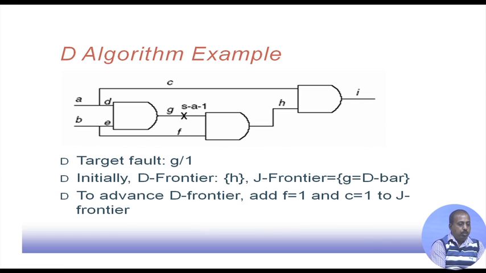Now, if we want to advance this D frontier, that is H, then we have to add F equal to 1 and C equal to 1 to the J frontier. So, F must be equal to 1, so that it propagates through this, and C equal to 1 has to be set, so that it ultimately propagates through this AND gate. So, they are to be added.